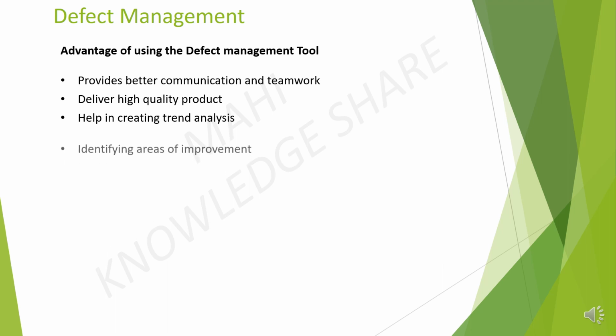Next, it helps in identifying areas of improvement. As a follow-up from the previous point, trend analysis also helps identify which areas are most vulnerable to errors and defects. Analyzing defect distribution helps identify which areas need attention and who among the development, testing, or deployment teams need training.